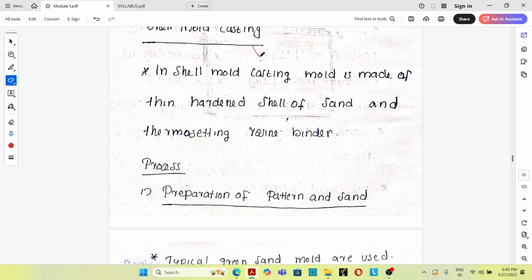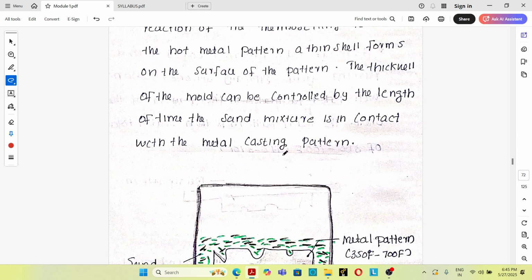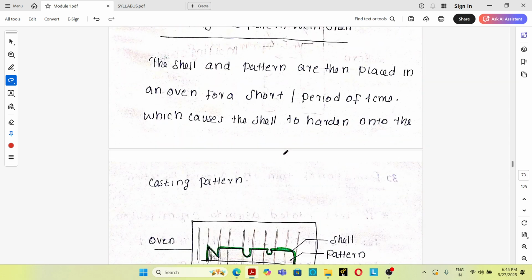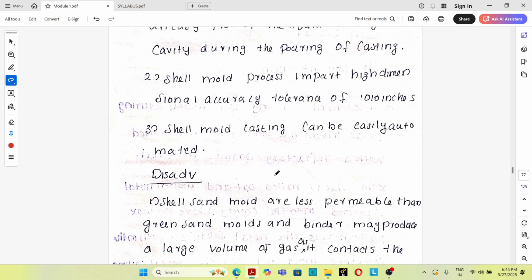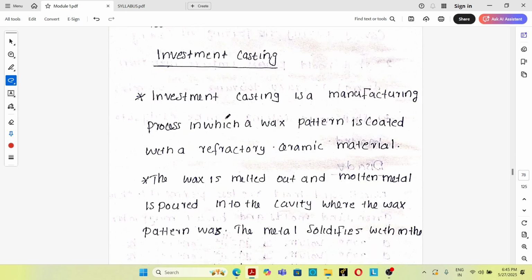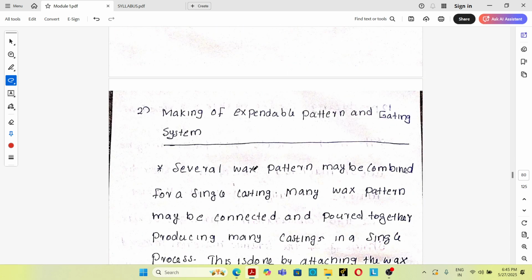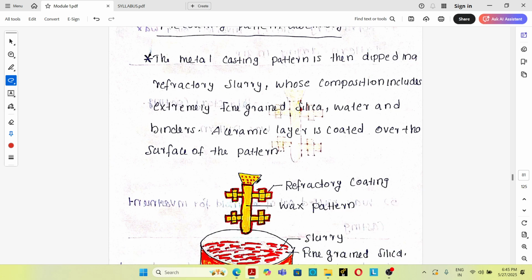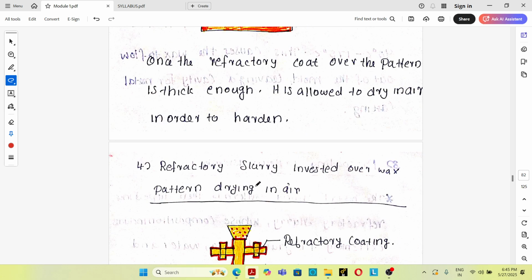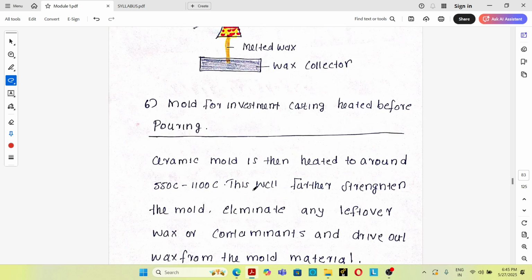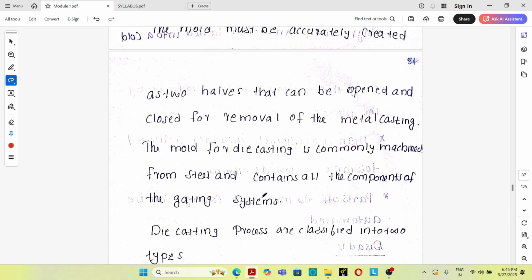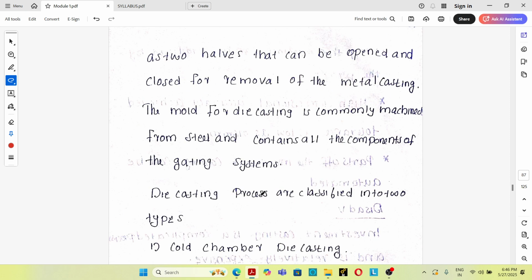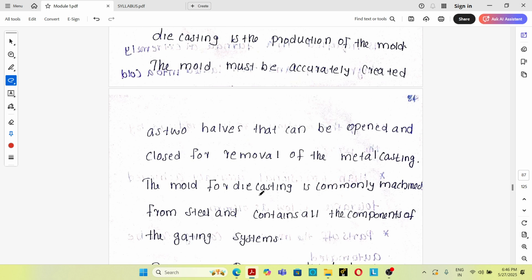First of all, shell mold casting process. In shell mold casting process, we have different steps. You have to study all the steps with the figure, and also the advantage, disadvantage and application. Next one is precision investment casting process. It also consists of different steps. You have to study step by step with the figure, and also the advantage, disadvantage and application. This shell mold casting process and investment casting process are all expendable mold casting processes. The entire mold should be broken after the casting has to be taken outside.